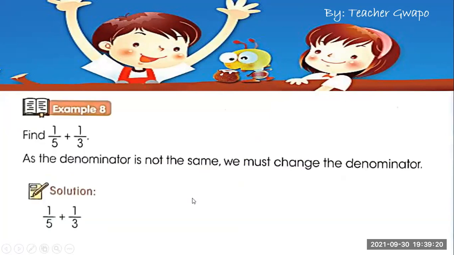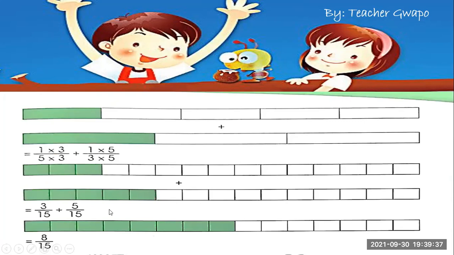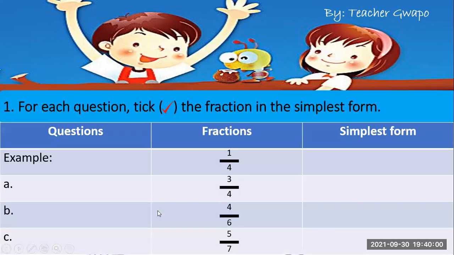Now here, find 1 over 5 plus 1 over 3. We will add. As the denominators are not the same, we must change the denominator. You know already how to convert, right? So 1 over 5 plus 1 over 3. We will convert by multiplying. The common denominator of 1 over 5 and 1 over 3 is 15. So we have 3 over 15 plus 5 over 15. Because they have the same denominators, 3 plus 5 is 8. So 8 over 15.